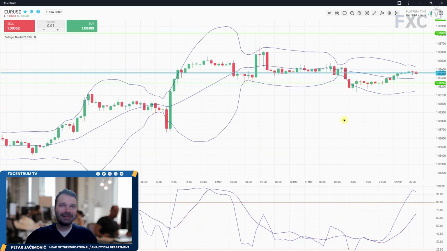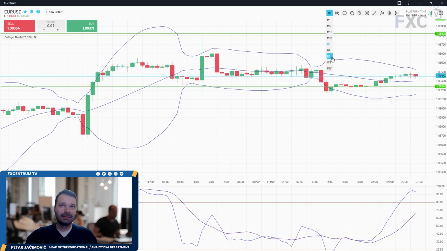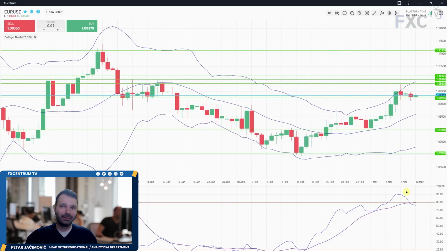Euro is pretty flat. It's not that extended like other markets, but you can see on the daily time frame the fast line had a bear cross yesterday, so there can be a chance for some consolidation, even for the market to attempt, let's say, a retest of this middle Bollinger Band.